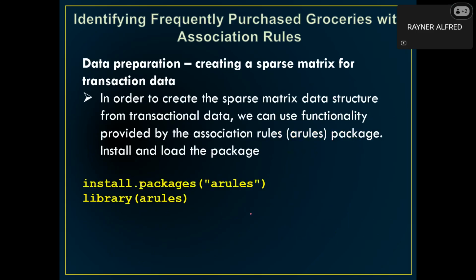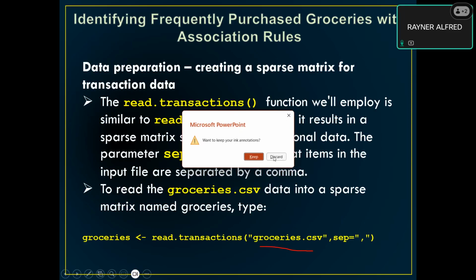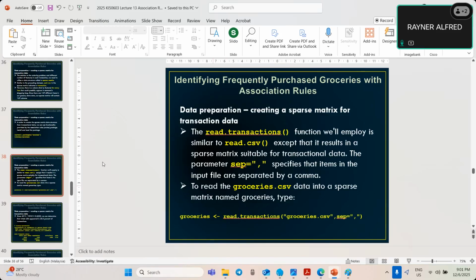So how do we apply the association rules? We install the package called arules, which stands for association rules, and then we load it into memory. Then we read the transactions from the grocery data here. The spelling should be grocery.